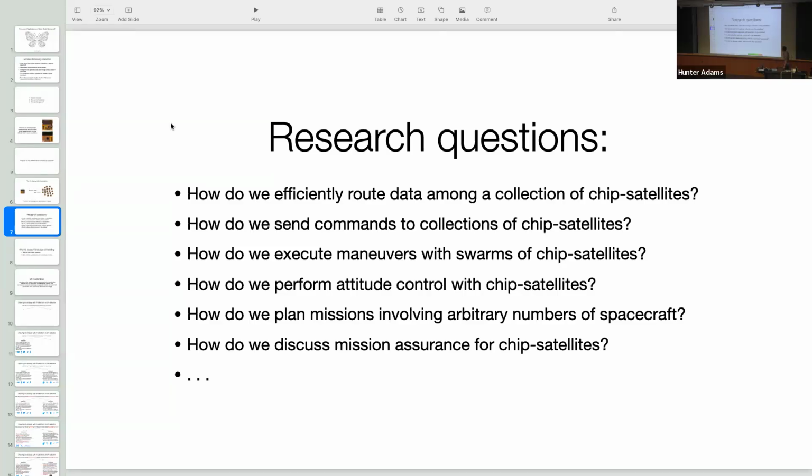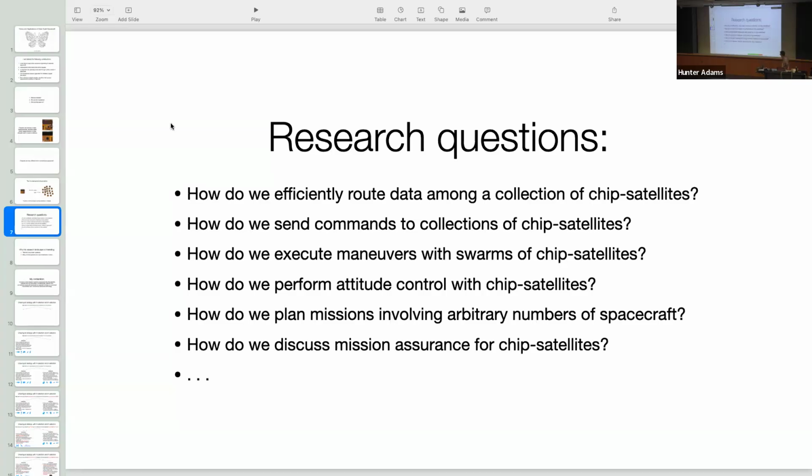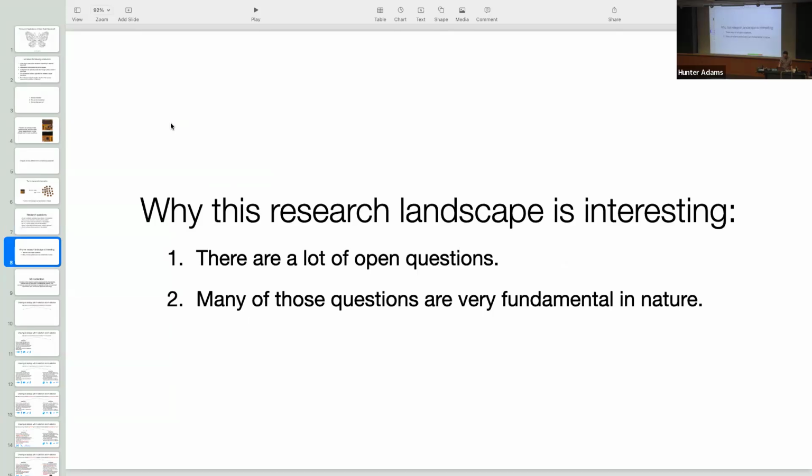That's a non-exhaustive list, but there's two really interesting things about this collection of questions. One of the interesting things about them is that there's just a lot of them, so that's kind of interesting in its own right. But the other interesting observation is that questions like this have been basically answered for conventional satellites since like the late 50s, early 60s. We've known for a long time how you send commands to a conventional satellite. And so there's something very different about these swarms of chipsats that is bringing us back to a very, very fundamental set of questions about a technology in space.